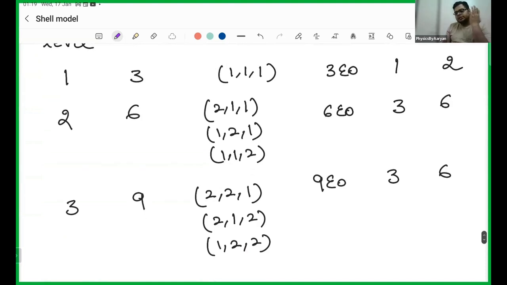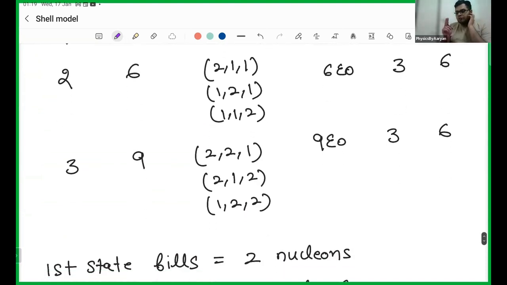Then comes the next energy level. In this, what will happen? Two of them become 2, and one remains 1. So (2,2,1), (2,1,2), (1,2,2). So there are three possibilities. For this kind of situation, nx² + ny² + nz² becomes 9, so your energy becomes 9E₀. So there are three possibilities for which you can get 9E₀.